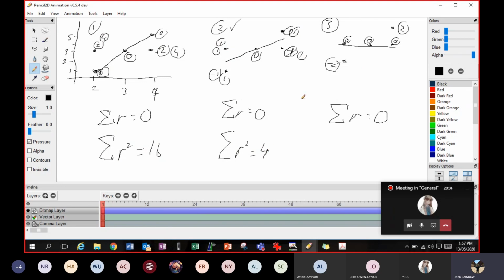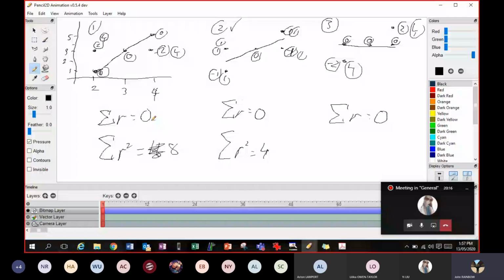And if we look at this one again, if I square all my residuals, negative 2 squared is 4, 2 squared is 4, and 0 is still the same. Oh, sorry, this shouldn't be 16. This should be the sum of them. That should be 8, because 4 plus 0 plus 0 plus 0 plus 4 is 8. And the sum of these squared residuals will equal 8 as well.